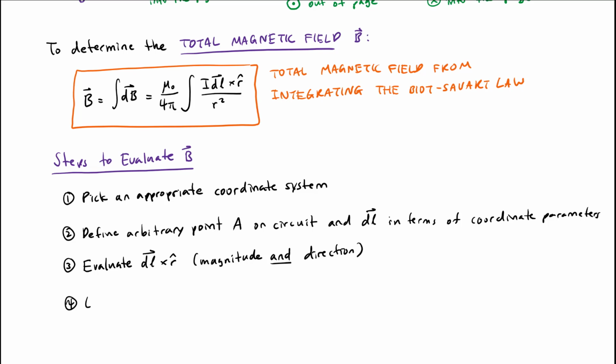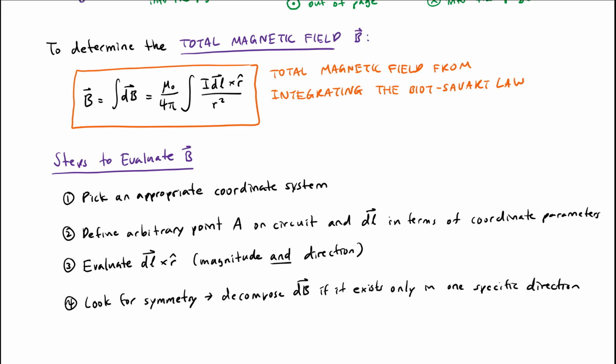The 4th step is to look for symmetry. And essentially what we're going to try and do is decompose dB, if it exists only in one specific direction. So what number 4 means is something that we've looked at quite a bit already in probably the first few chapters. Remember when we had dE? When you had dE, we were able to decompose it into dEx, dEy, and dEz for 3D coordinate systems. And the idea is that if you have certain values or components that cancel each other out, then we'll be able to determine the final direction of our vector field.